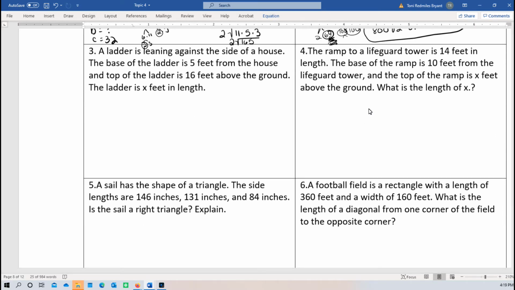All right, a ladder is leaning against the side of a house. And the base of the ladder is 5 feet away from the house. And the top of the ladder is 16 feet above the ground. Sorry, that's this measurement. And I don't know this side. So again, a squared plus b squared equals c squared. 5 squared plus 16 squared equals x squared.